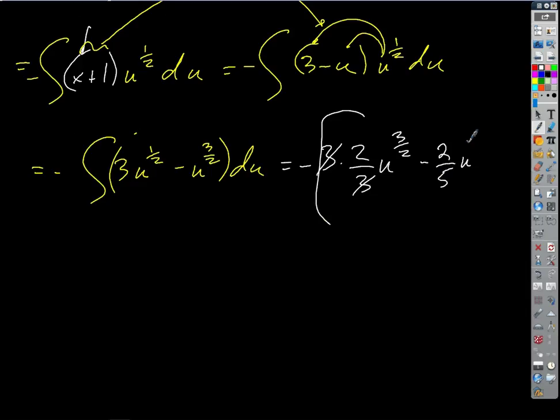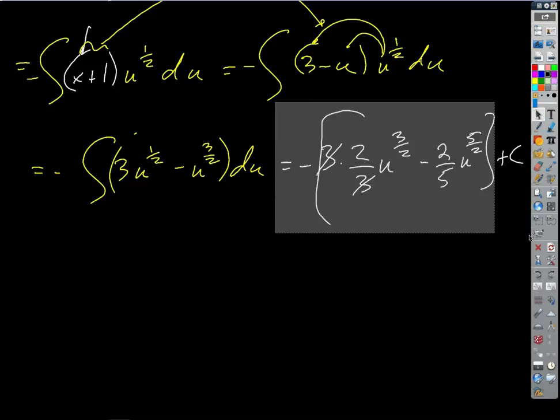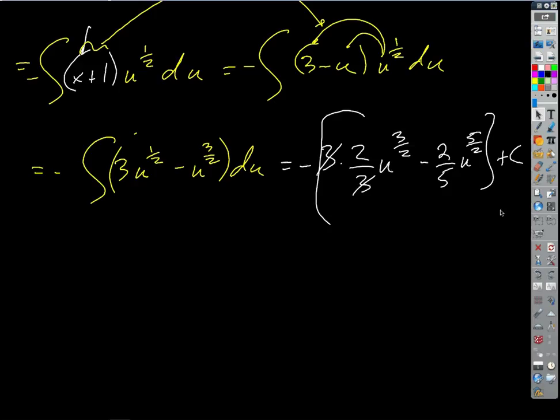2/5 u to the 5/2, good. Plus c, right? I guess I should have made that yellow, not white. Oh, never mind. It's all supposed to be yellow. Yep. The negative does not go to the C, or is it because the C is just a constant?